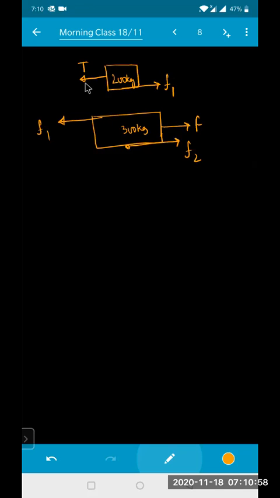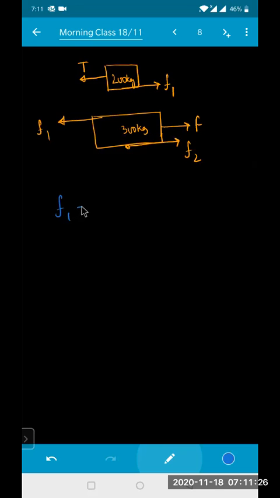Because the string is pulling here, it is exerting friction on this one. By Newton's third law, these two will be exerting opposite forces. Now when you apply this force, the friction was supposed to be in the backward direction, but because of this one, F2 is acting in the front direction. So if I write the equation, T must be equal to F1. So F1 will be equal to how much?